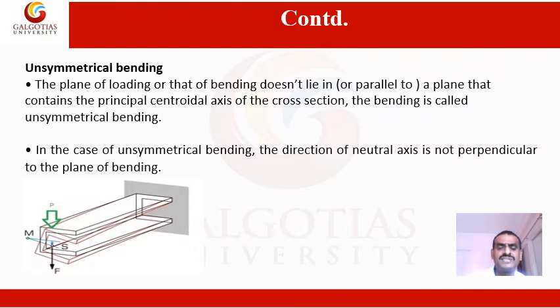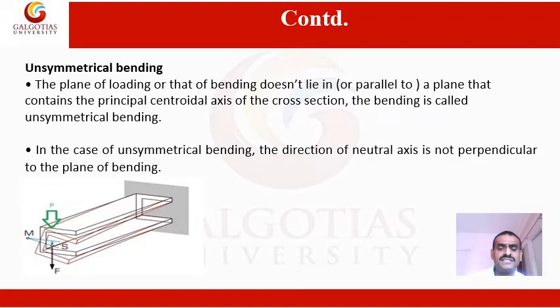Suppose you see the figure. This is the cross section of the beam, a C channel cross section. One end of the beam is fixed, the other end is free. The free end is subjected to the load P. When the load is acting on the free end of the beam, the C channel cross section is subjected to bending as well as twisting in other directions.